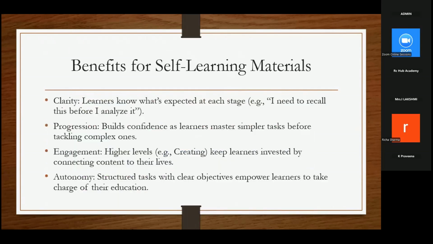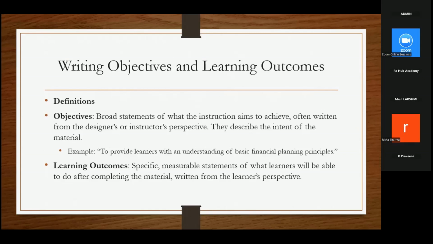And what is the benefit of self-learning material? One is clarity, as usual. And next, progression, engagement, and autonomy. So I have to make it autonomy. I want to learn by myself. I don't want any tutor, mentor, or instructor to be needed here in order to learn the language. So this all comes under the benefits of self-learning.